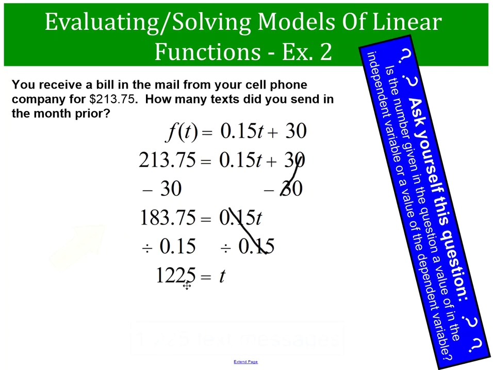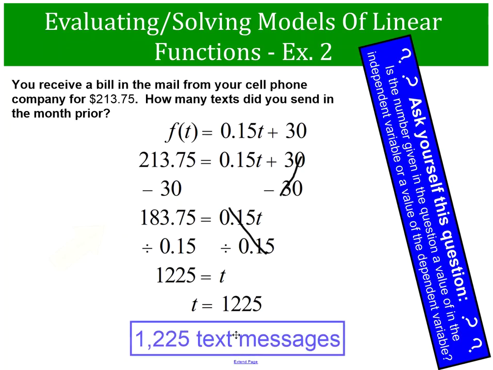t is 1225. Or you can write it with t on the left-hand side, which is how you usually see it. So once again, put this problem in context. 1225 floating in space, what does that mean? You're answering this question: how many texts did you send the month prior? 1,225 text messages. So this is called solving, right? When you substitute for a dependent variable and you're using algebraic solution methods, you're solving, you're not evaluating.